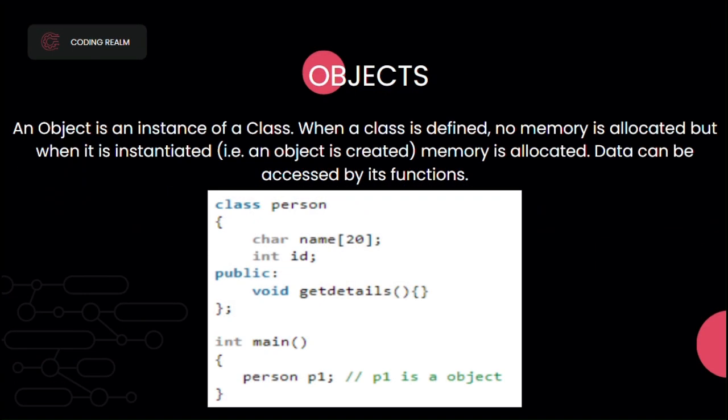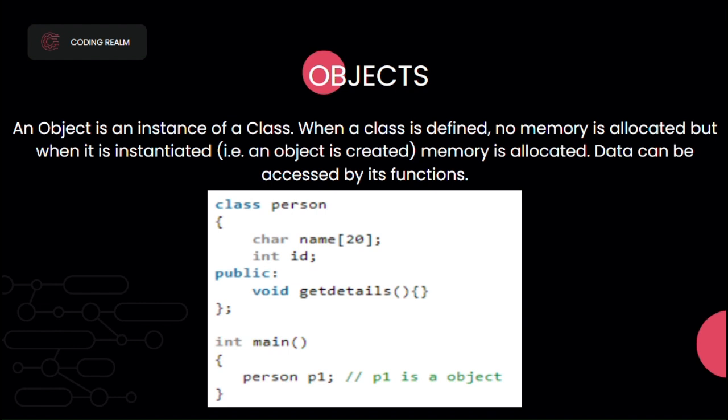An object is an instance of a class. When a class is defined, no memory is allocated, but when the object is created, the memory is allocated. Data can be accessed by its functions.